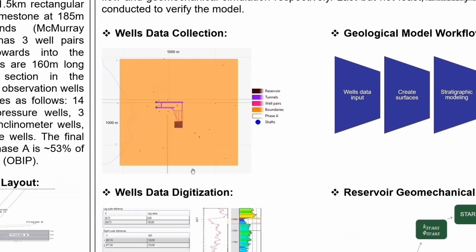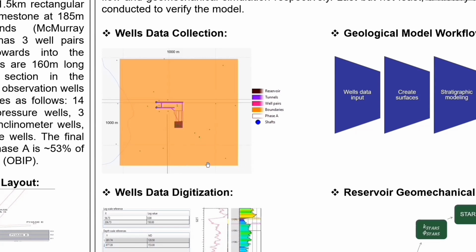And those boundaries have been chosen to be 500 meters from each side of the reservoir. This is the reservoir, and the boundaries are chosen to be 500 meters from each side. This size was chosen because it can ensure that the boundaries do not affect the results during the process.